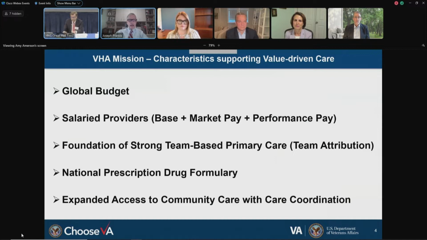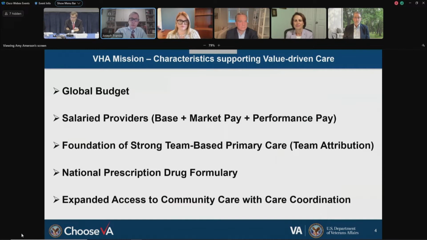Our system is platformed in primary care. And unlike many private healthcare systems, we have direct attribution of performance to the primary care team that the veteran is assigned to. So we don't use formulas. We look at the folks that are basically standing up and taking account for that veteran.